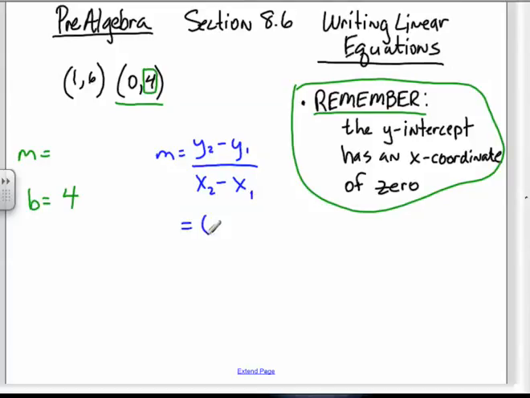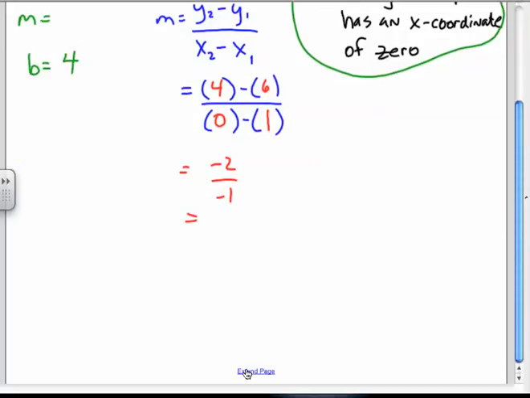And guys, you know how I like to use my parentheses. Get them down there first, right? And then I'm going to fill them in. So I do 4 minus 6, right? The 2 y's. And then 0 minus 1. Okay, 0 minus, not negative, minus 1. So that's going to give me negative 2 over negative 1. That means that the slope is equal to positive 2.